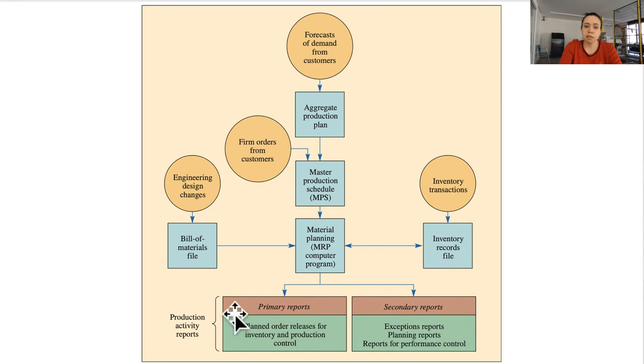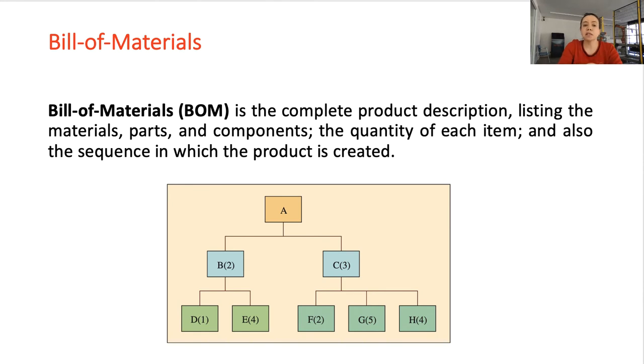And here we have the bill of materials. Let's define what a bill of materials is. It is the complete product description listing the materials, parts and components, the quantity of each item, and also the sequence in which the product is created. Here we have a simple bill of materials.